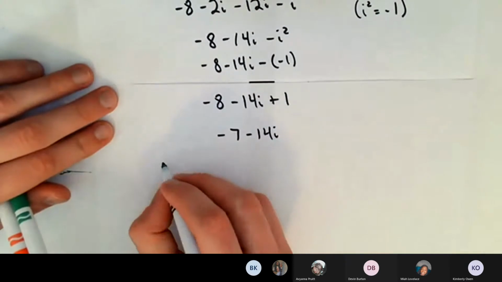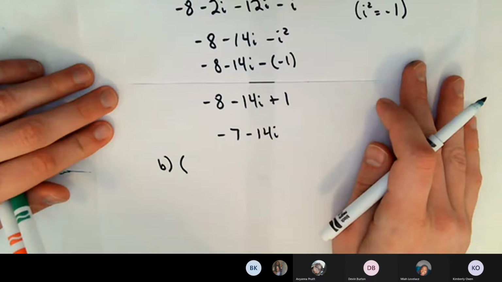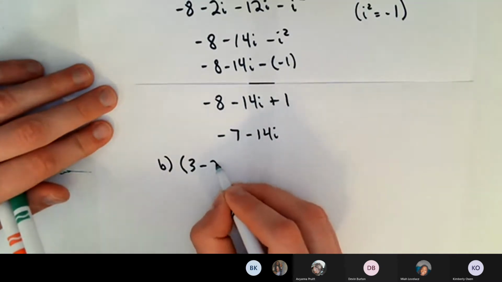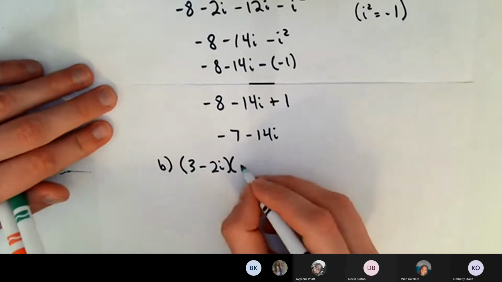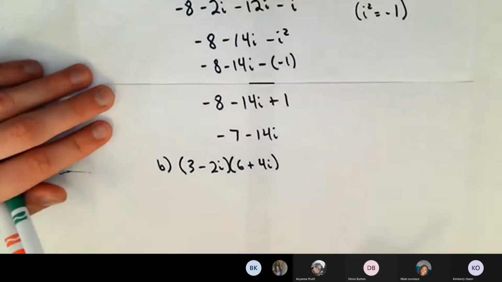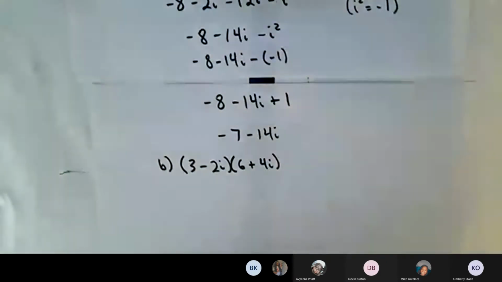So let's take the product, part B here. Let's do a more interesting one, like 3 minus 2i times 6 plus 4i. You guys try that for a second on your own while I go check and make sure the delivery guys don't need anything from me. I'll be right back.